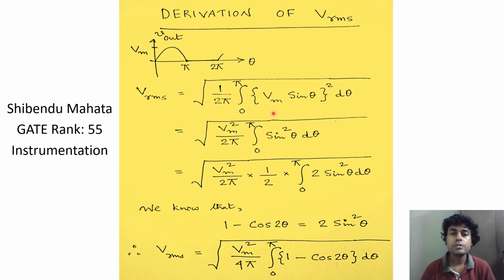And then what we can do is take Vm square out of this integral, and we know that we cannot directly go ahead with the integration of sine square theta, but we do have an identity, which is 1 minus cosine of 2 theta is equal to 2 sine square theta. So if we can make this substitution, then we can go ahead with solving the integral, and therefore we multiply both numerator and denominator with 2, and then make the substitution of 2 sine square theta by 1 minus cosine 2 theta. And therefore this is the expression after making that substitution.